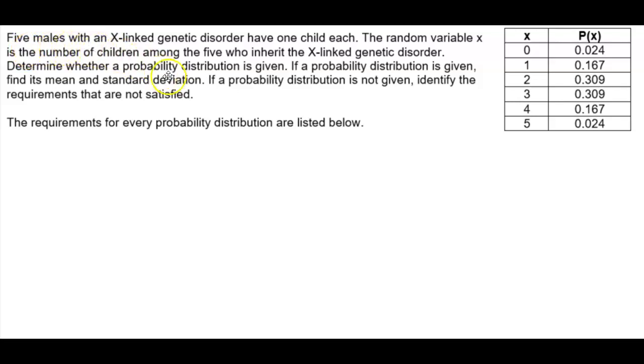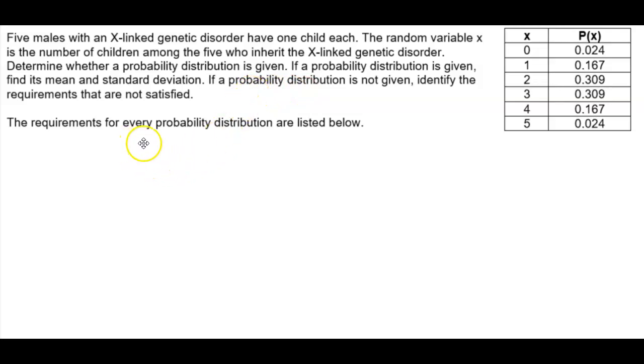5 males with an X-linked genetic disorder have one child each. The random variable X is the number of children among the 5 who inherit the X-linked genetic disorder. Determine whether a probability distribution is given. If a probability distribution is given, find its mean and standard deviation. If a probability distribution is not given, identify the requirements that are not satisfied.